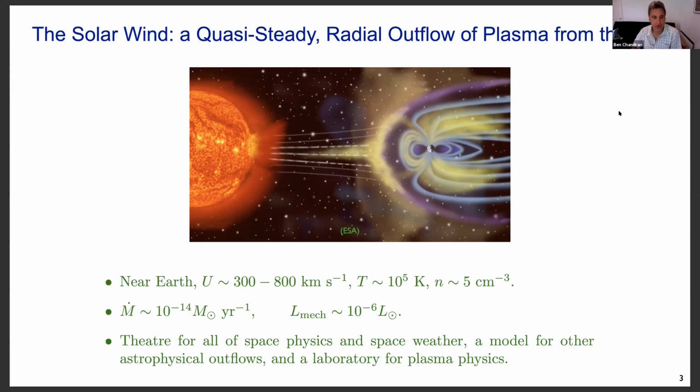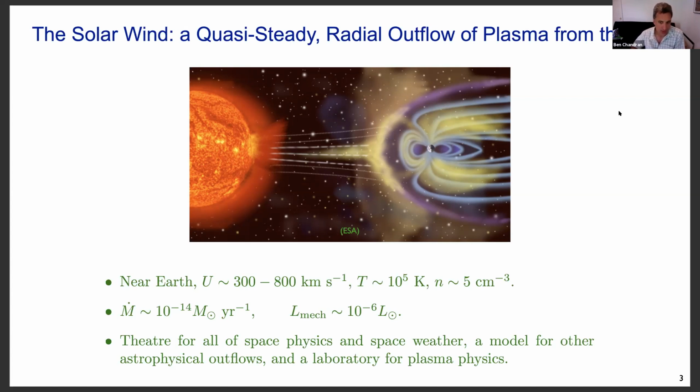The temperature is on the order of 10^5 Kelvin, and the particle densities are several particles per cubic centimeter, typically. The rate at which the sun loses mass, m dot, is approximately 10^-14 solar masses per year. And the total solar wind power, or mechanical luminosity, is 10^-6 times the sun's radiative luminosity, indicating that the solar wind is not a huge part of the sun's energy budget. It's a small part of the sun's total energy budget.